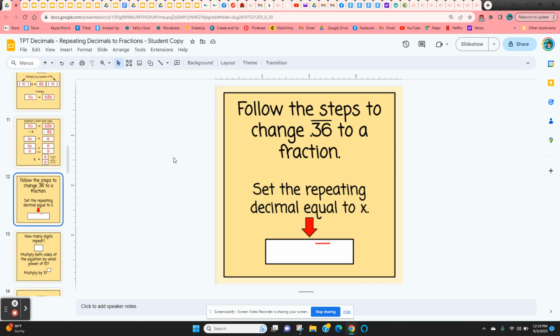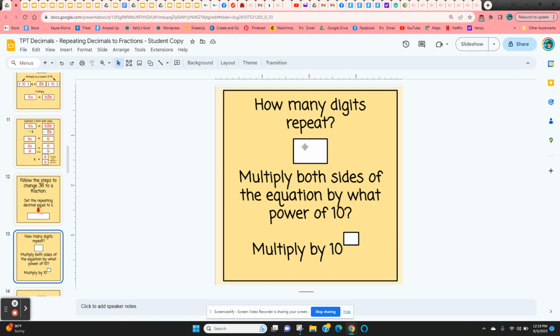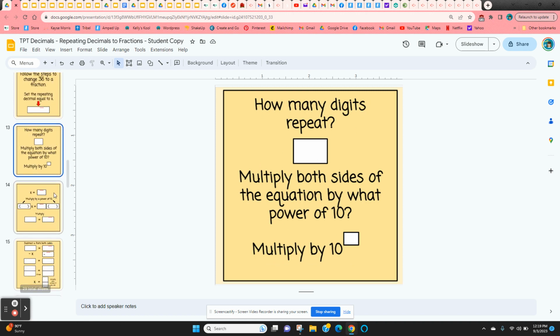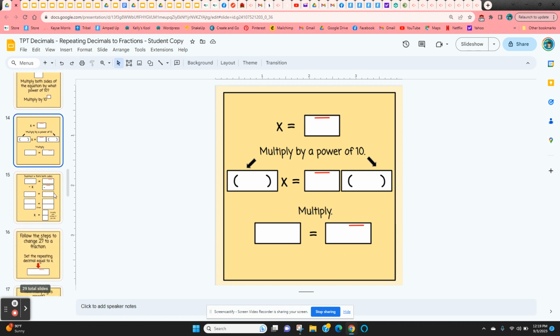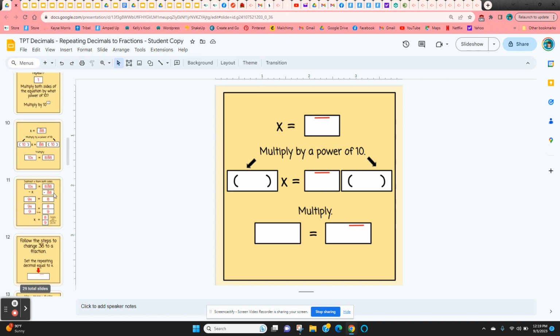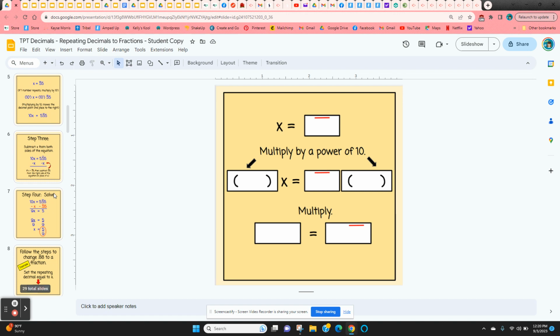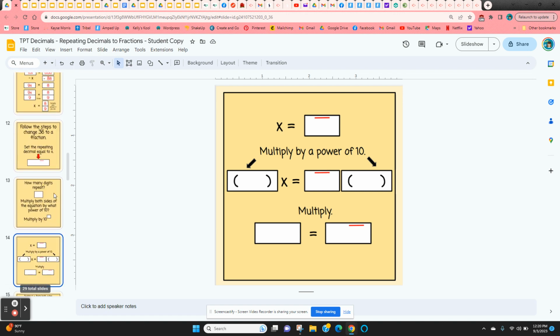Now they're going to do this on their own. So here they have 0.36 repeating. They're going to type in their equation, type in how many digits repeat. That will be their exponent. And they're just going to fill in all the other steps. If they forget how it's done, all they have to do is go back and look at the previous slides to see the examples.